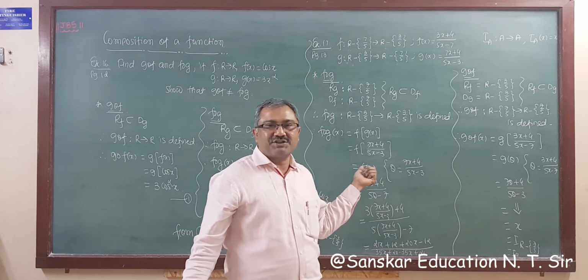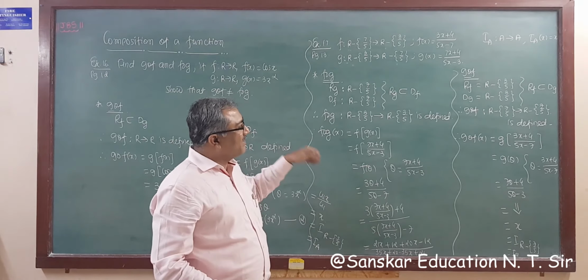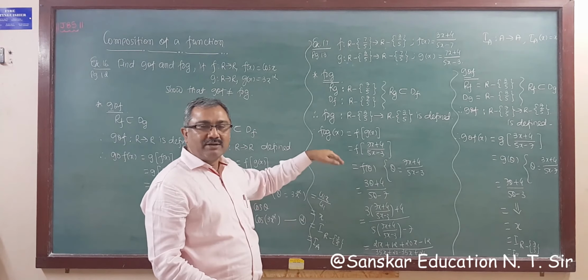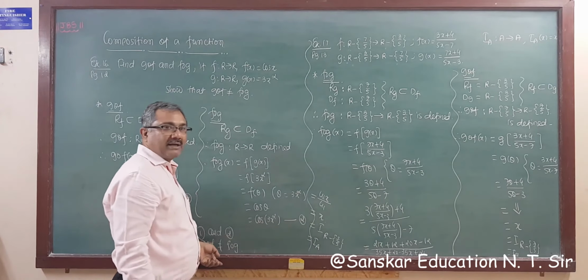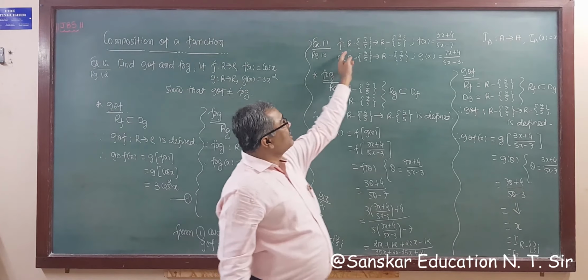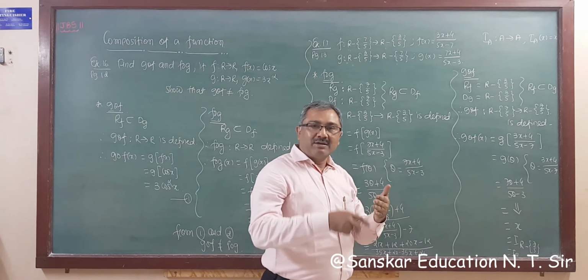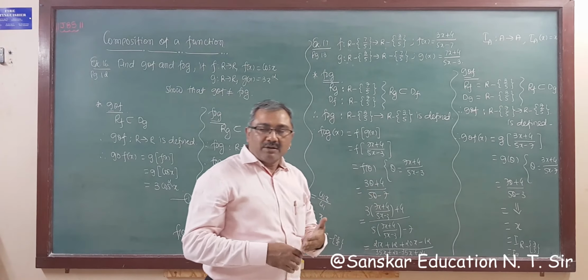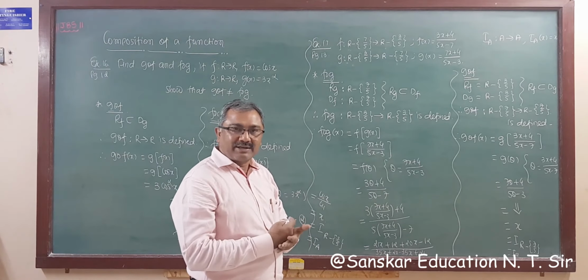So this is a nice question. All concepts of composite function and identity function are included in this question. And also range and codomain are different. Now you know very well.